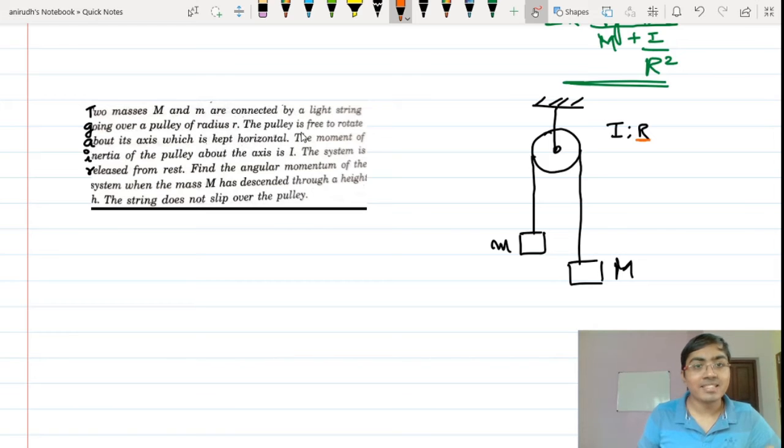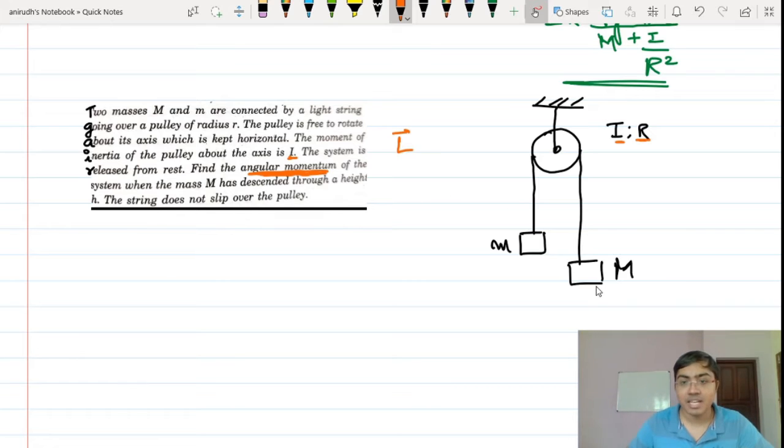Okay, so it says that the pulley is free to rotate about its axis, which is kept horizontal. The moment of inertia of the pulley about its axis is I. The system is released from rest. Okay, find the angular momentum. We are supposed to find something which is very thought-provoking as far as our rotational motion is concerned: the angular momentum, L vector, of the system when the mass M has descended through a height h.